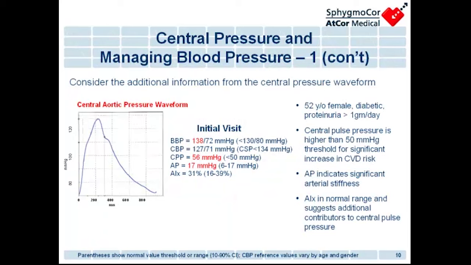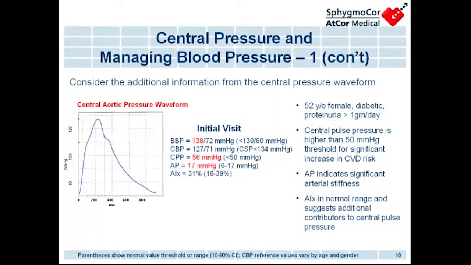Well, when we did the central waveforms in this patient, as you can see, we've got a central pulse pressure above the dreaded 50 millimeters of mercury, and we know that we've got to reduce that. As well, we have an augmentation pressure that indicates significant arterial stiffness, very upper range of normal, with the augmentation index in the normal range, and suggests that it's not just stiffness that's causing the problem here.